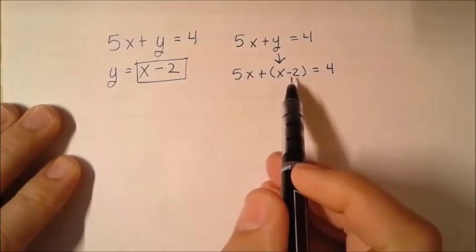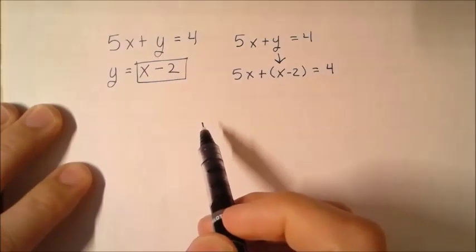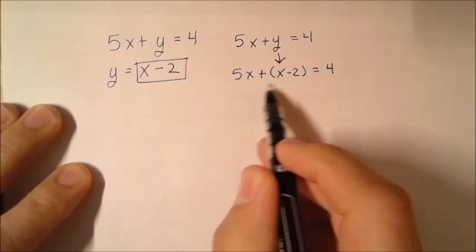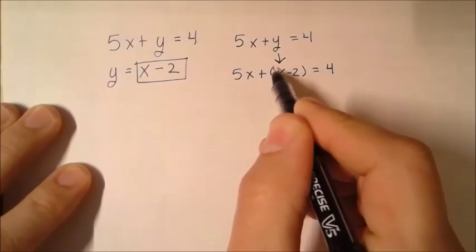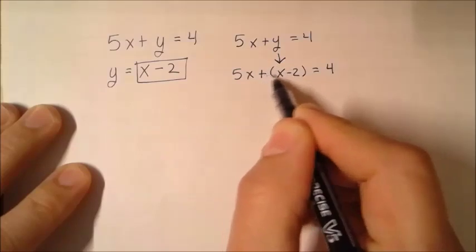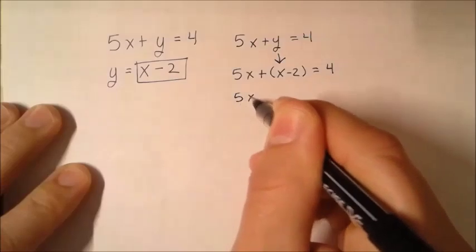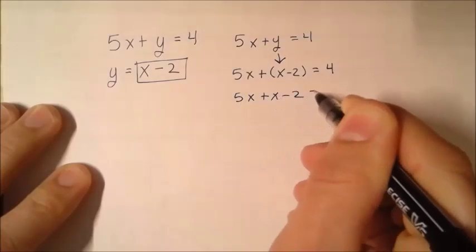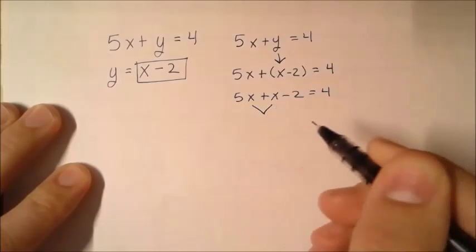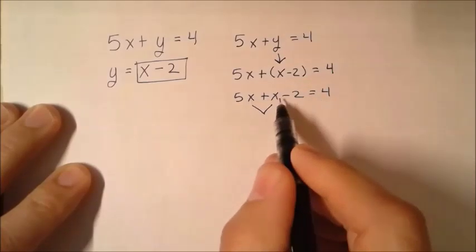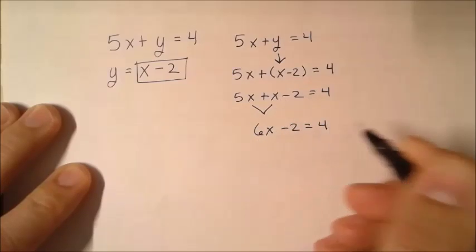Once I solve for x, I'll take that value and put it back in the equation and figure out what y is. So for instance, I have 5x plus x minus 2 equals 4. In this case, this is a positive sign, so if we were to distribute it, everything would stay the same. So at this point, I'm going to rewrite this as 5x plus x minus 2 equals 4. I then want to combine like terms. So if I have 5 x's and I add one more x, it gives me 6x minus 2 equals 4.